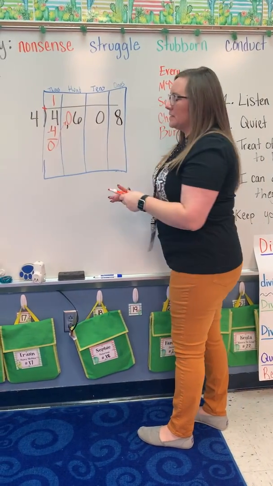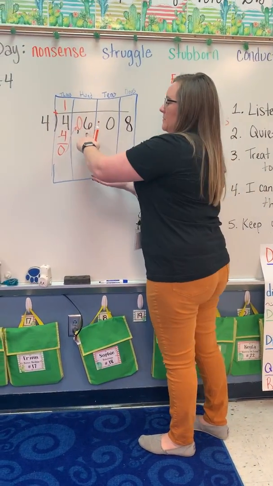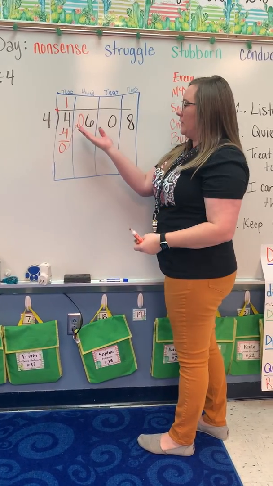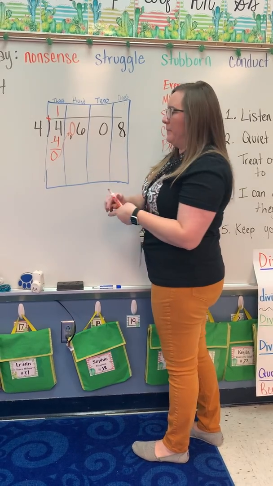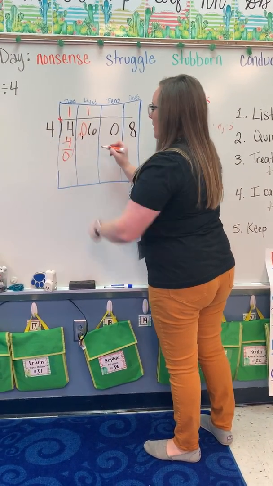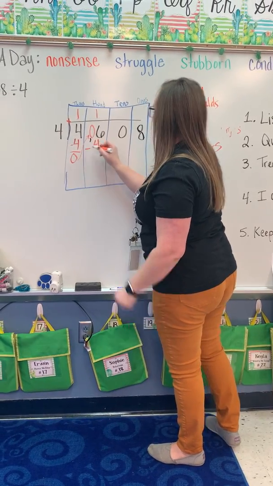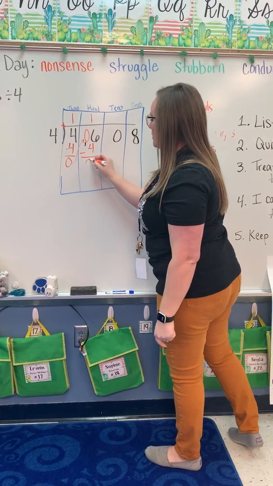So now I have 6 in my hand. So I have 6 M&Ms in my hand. How many times can I take 4 M&Ms out of my 6? Again, I can only take 4 out one time. So I'm going to put my 1 at the top. 4 times 1 is 4. Then I'm going to subtract, which is 2.